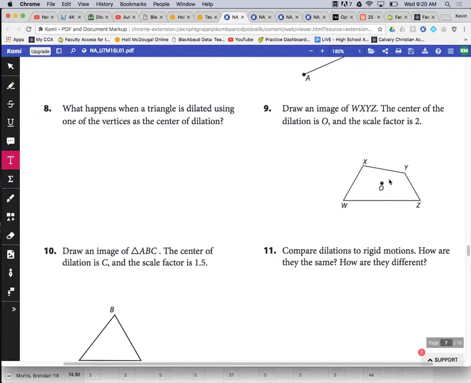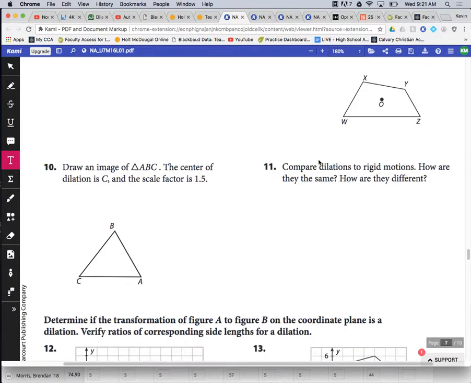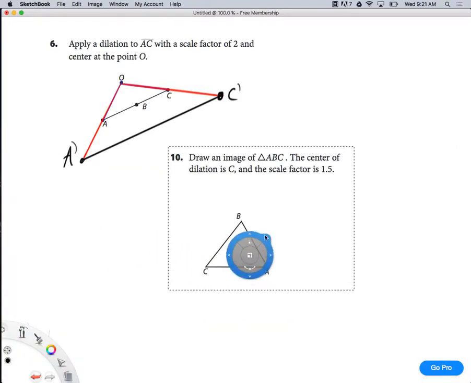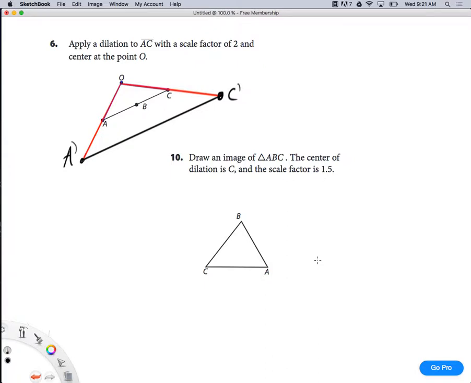O to x would be a certain length, double it because the scale factor is 2 to get x prime. All right, and the same deal for all of them. The only one that's a little bit different here is number 10. And in number 10 we see that it says the center of dilation is at point C.